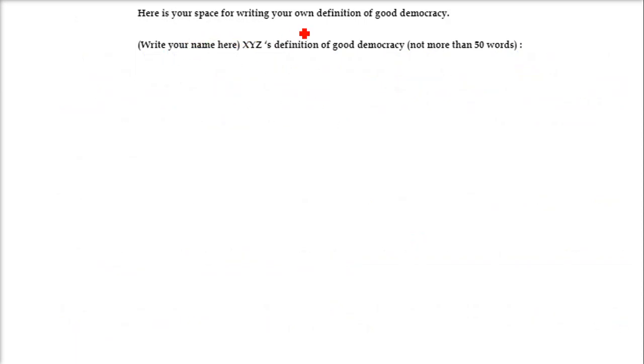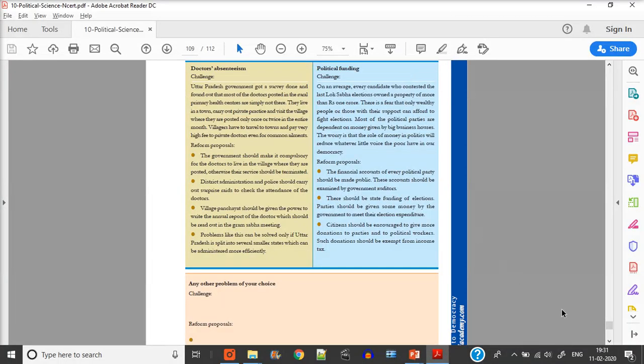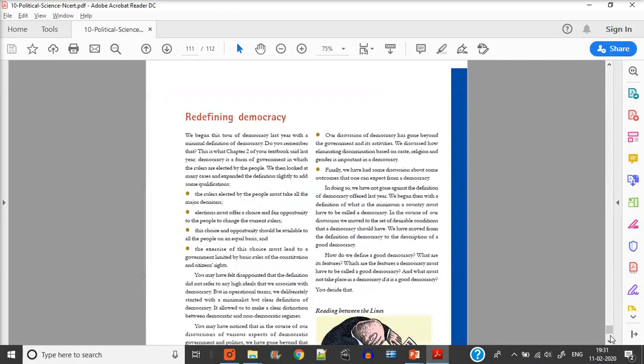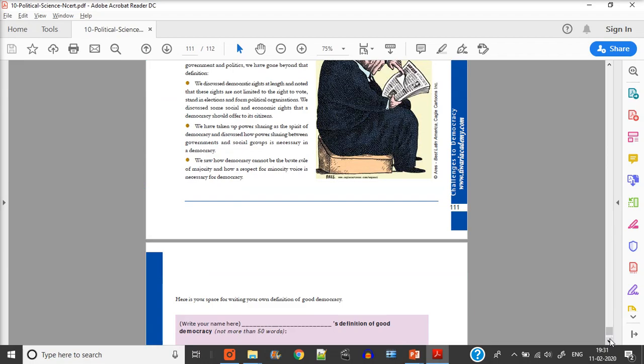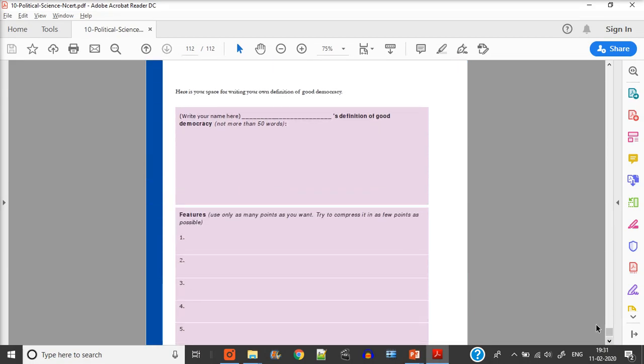Here is your space for writing your own definition of good democracy. You can write your name as XYZ, or whatever your name is, and definition of good democracy, not more than 50 words. So we are talking about this answer. And we'll talk about this also.